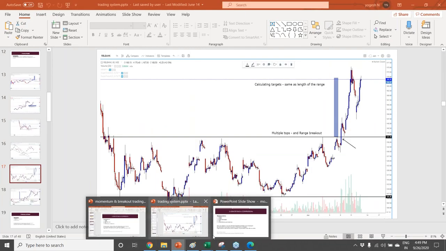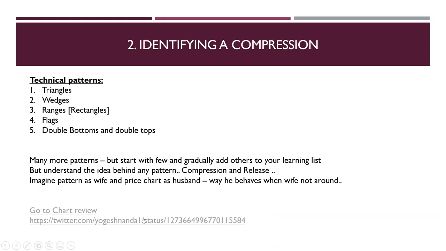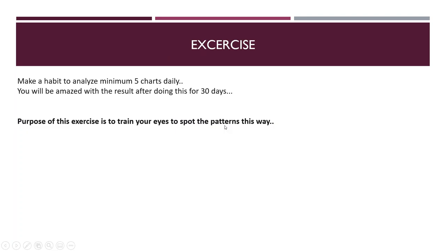Now I'll move to the second part of the presentation. We have already seen this Excel sheet plus charts. Now I'd like you guys to do one exercise: make a habit to analyze a minimum of 5 charts daily plus 2 index charts. Analyze historical charts and try to spot when the pattern has happened historically, and how it achieved the target.